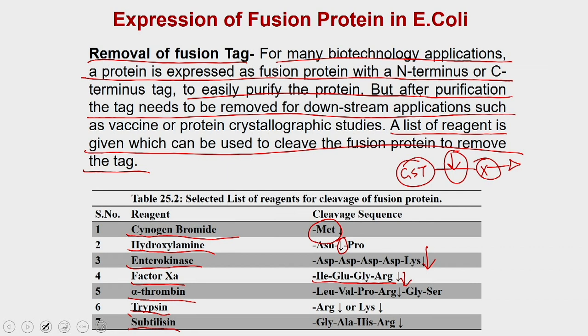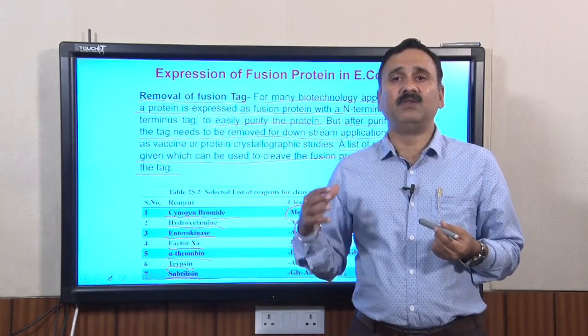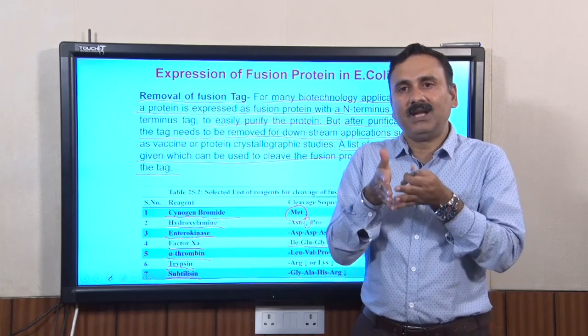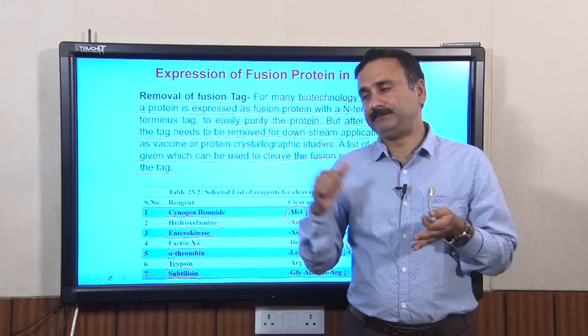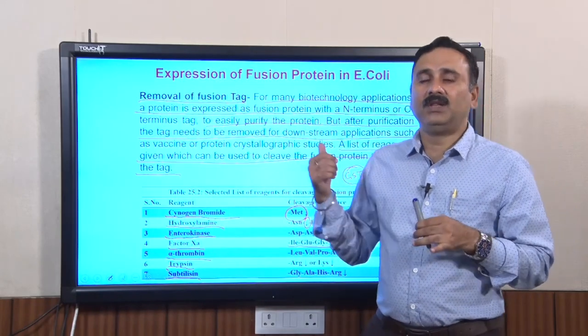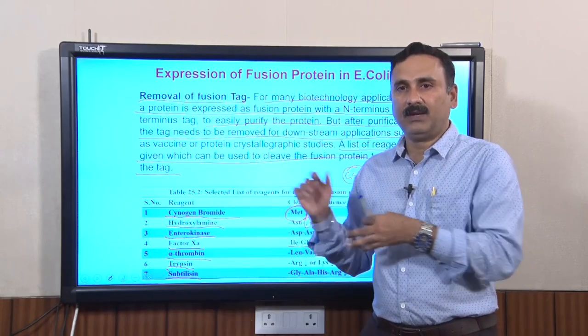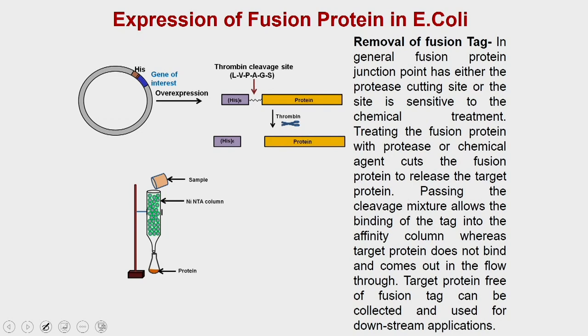So these are not the final or exhaustive list of the cleavage reagents which are available for separating the fusion tag from the foreign gene or foreign protein. Now the question is how to remove the tag from your protein. So for that you can use the same affinity column that you have been using for purifying the protein.